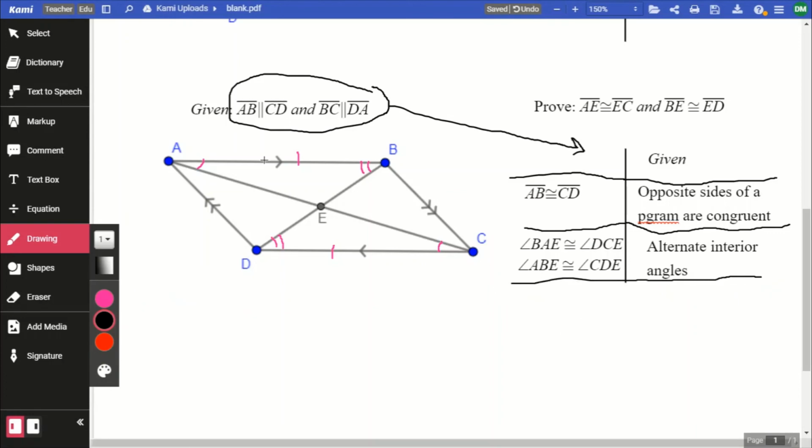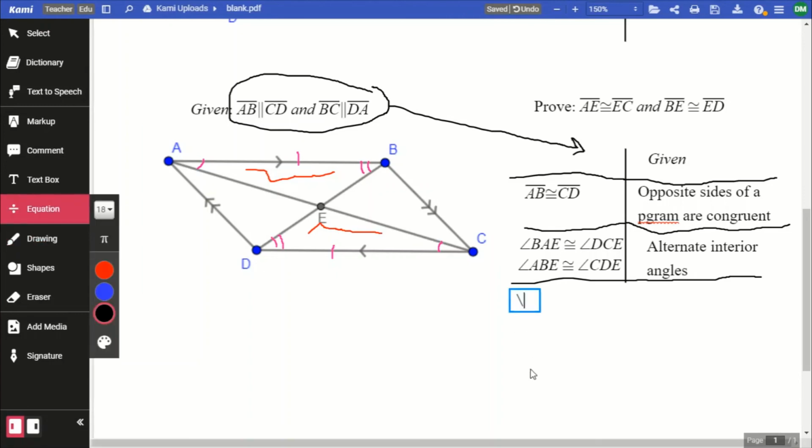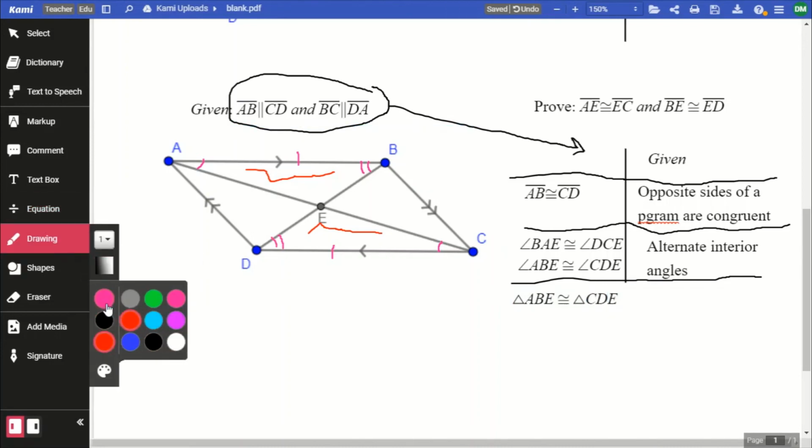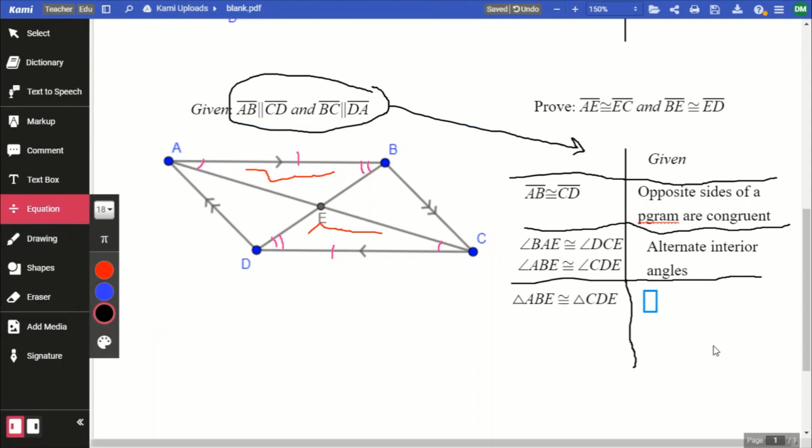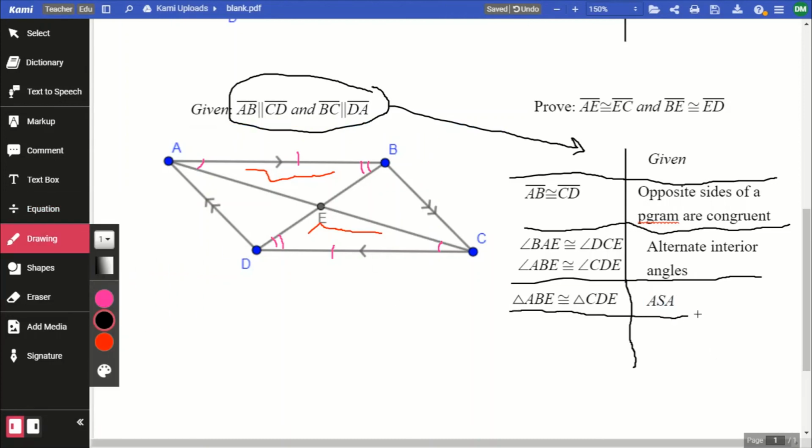So let's go ahead and say that this top triangle up here is congruent to this bottom triangle here. So that is triangle ABE is congruent to triangle, let's see, that's got to be CDE. And our reason for that is, all right, we've got angle-side-angle again. And now we're basically done.